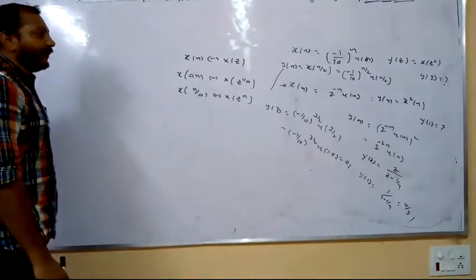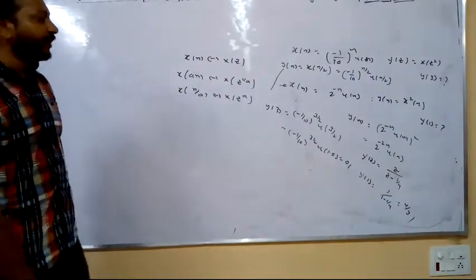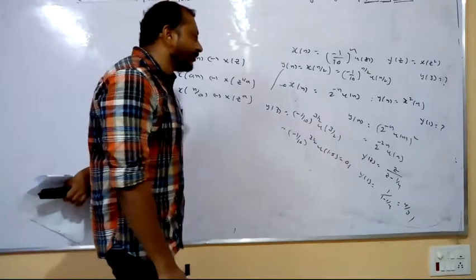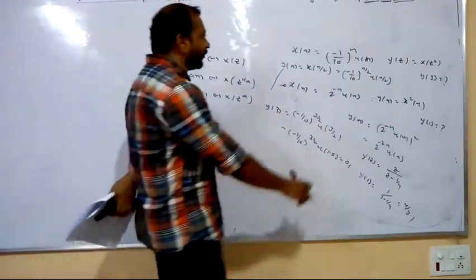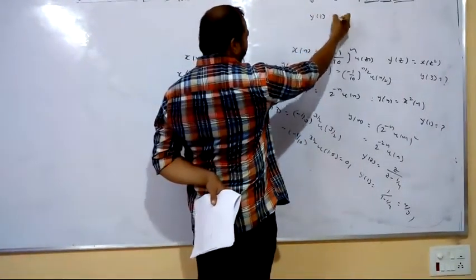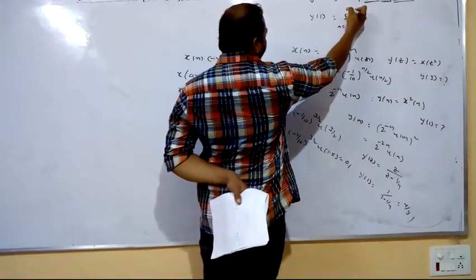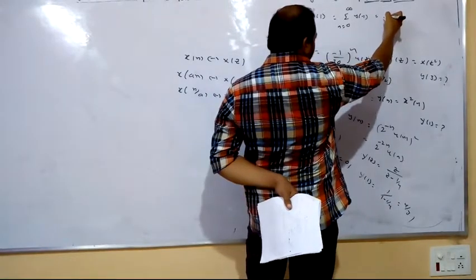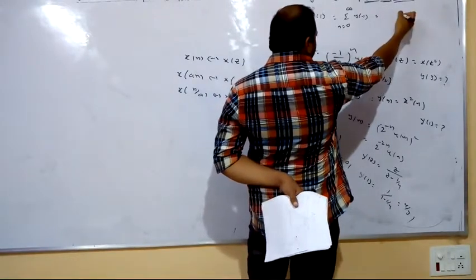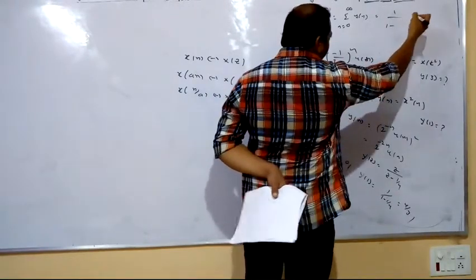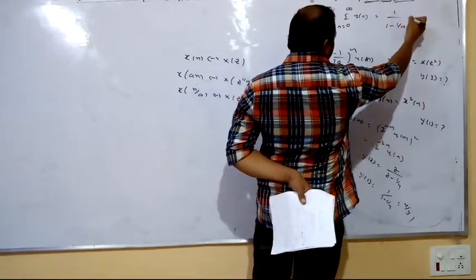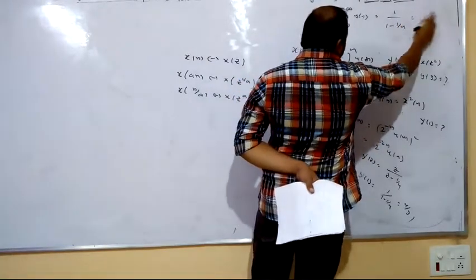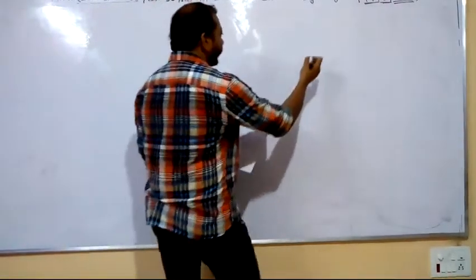Or you can calculate this y of 1 as the summation from n is equal to minus infinity to infinity, which is nothing but simply summation from 0 to infinity of y of n. So by substituting y of n, 0 to infinity is equal to a by 1 minus r, where a is equal to 1 and r is equal to 2 power minus 2, that is 1 divided by 1 minus 1 by 4. Like this also we will get the same answer.